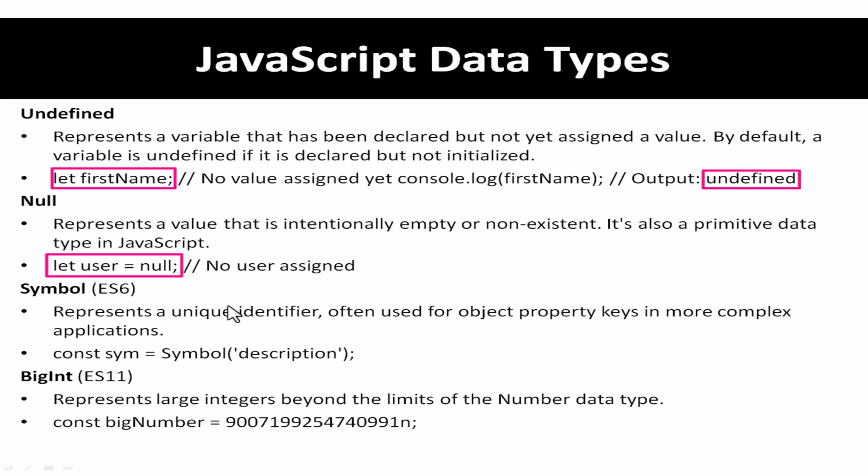Next, symbol, introduced in ES6. A symbol is used to identify a unique identifier. It is used to identify object property keys in more complex applications. For example, here we are using a constant symbol equal to Symbol with a description. We use these kinds of things in ES6, for example an @ symbol, a copyright symbol, and so on.